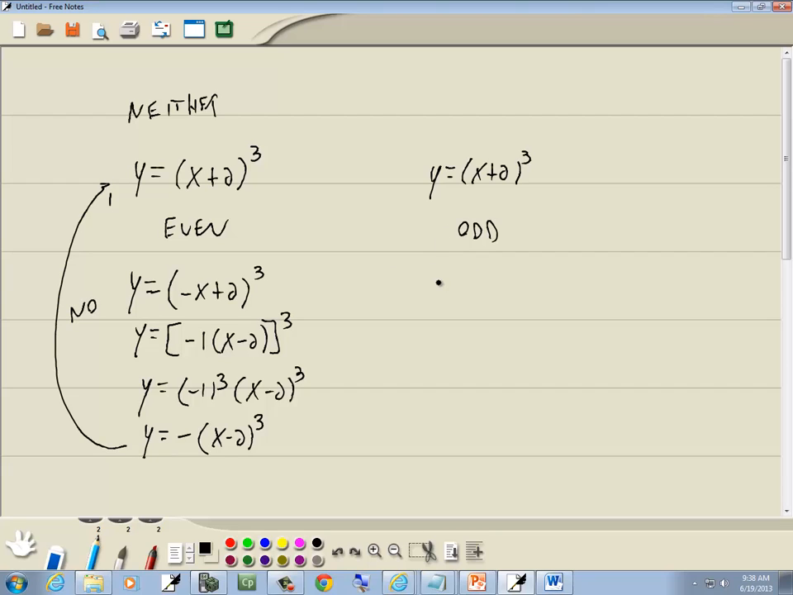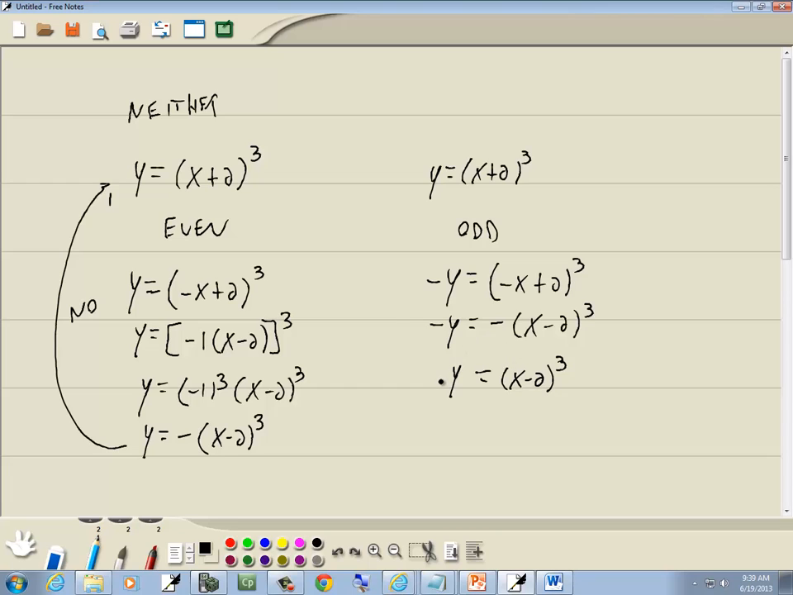Now for odd, what we do is we put a negative y in for y, and we put a negative x in for x. And I'm not going to show all those steps here, but it's the same steps, so we can get the negative out in front, like that. And now we can multiply both sides by negative 1. And we get y is equal to x minus 2 to the third power.